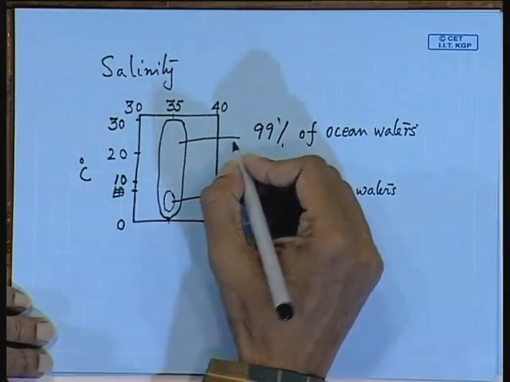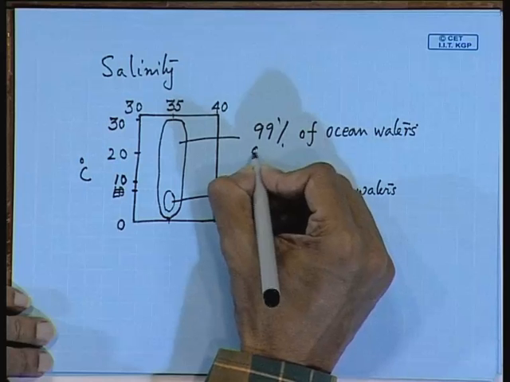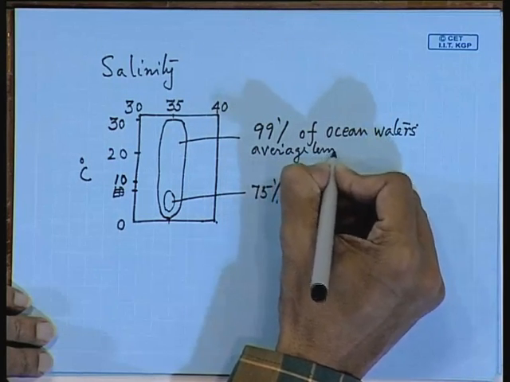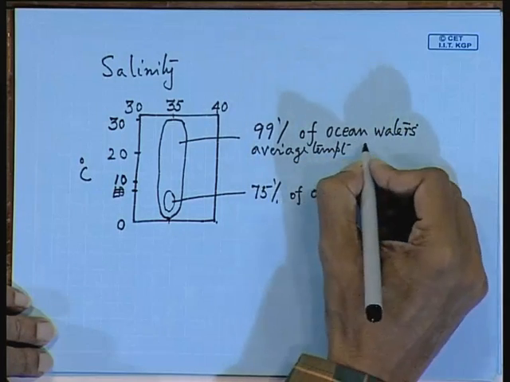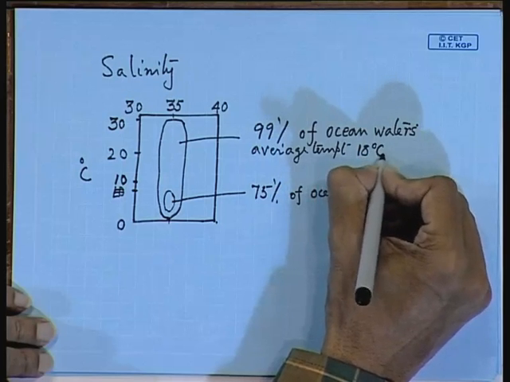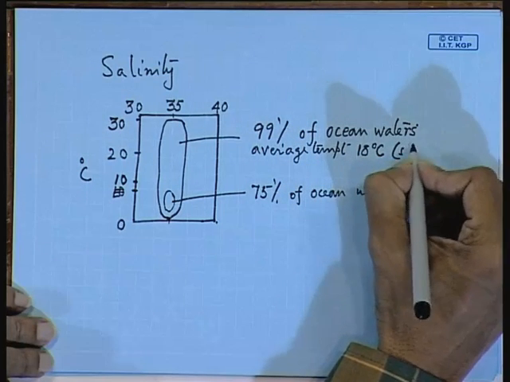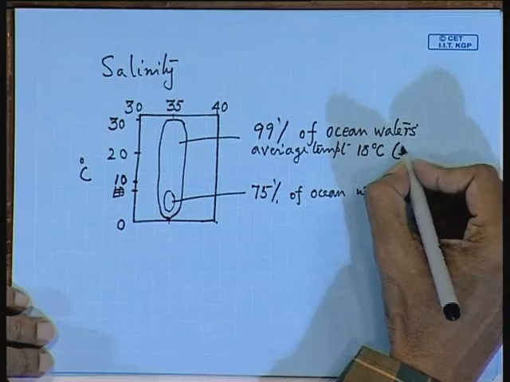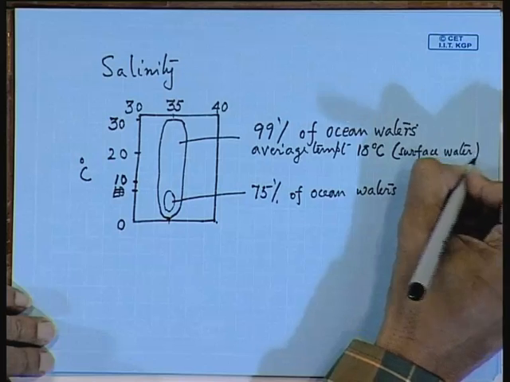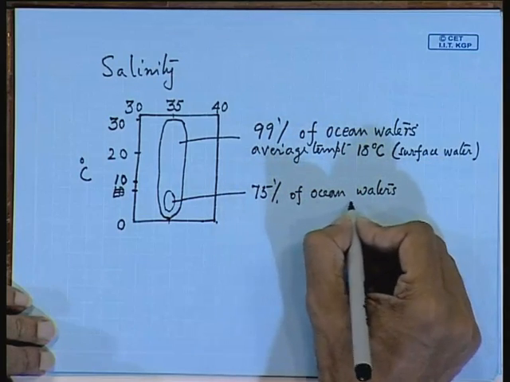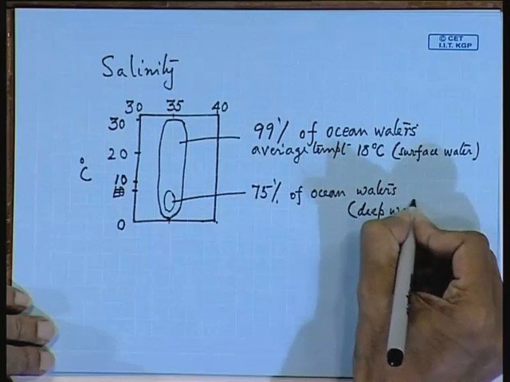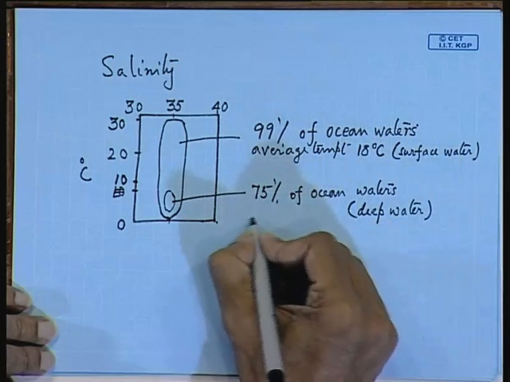Now, if you look at this diagram, the larger one, the average temperature is only 18 degrees centigrade. So, this is your surface waters. Surface water temperature, average temperature, you can take it as 18 degrees centigrade. And the other one is your deep water. Average temperature is only 3.5.